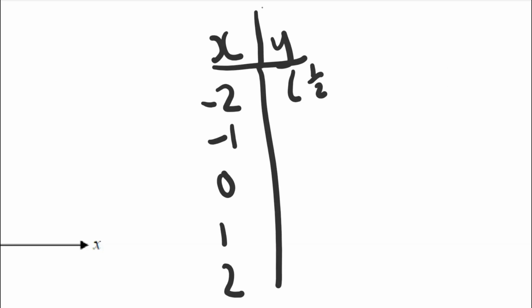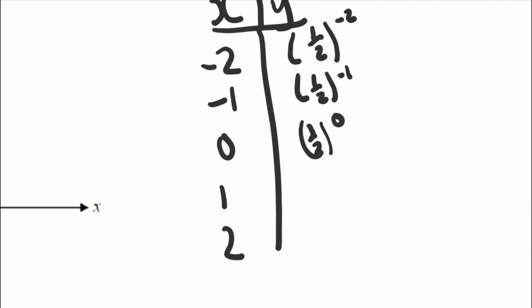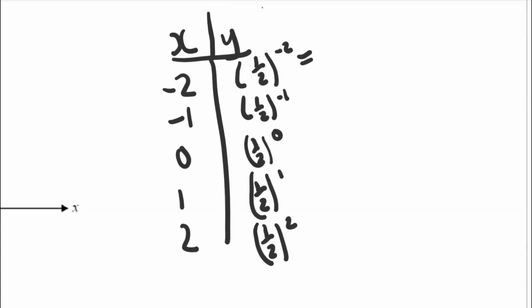So 1 over 2 to the power of -2, and then I'm just going to keep filling it in. 1 over 2 to the power of -1, 1 over 2 to the power of 0, 1 over 2 to the power of 1, and 1 over 2 to the power of 2. Well, in this case, if we go back up to the top, 1 over 2 to the power of negative 2 gives you the value of 4. And 1 over 2 to the power of negative 1 gives us the value of 2. And anything to the power of 0 gives us 1. So it looks like we're trending in the opposite direction.